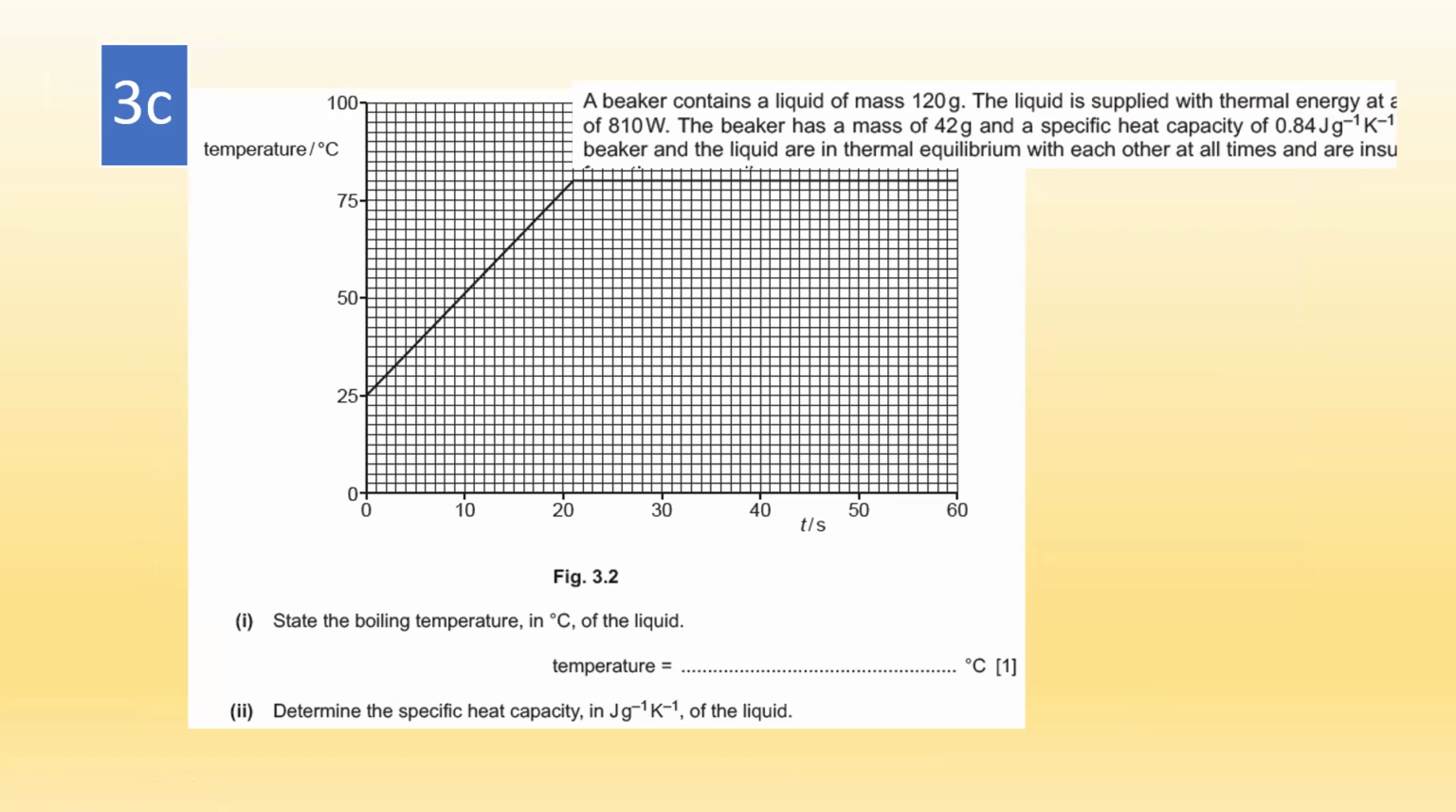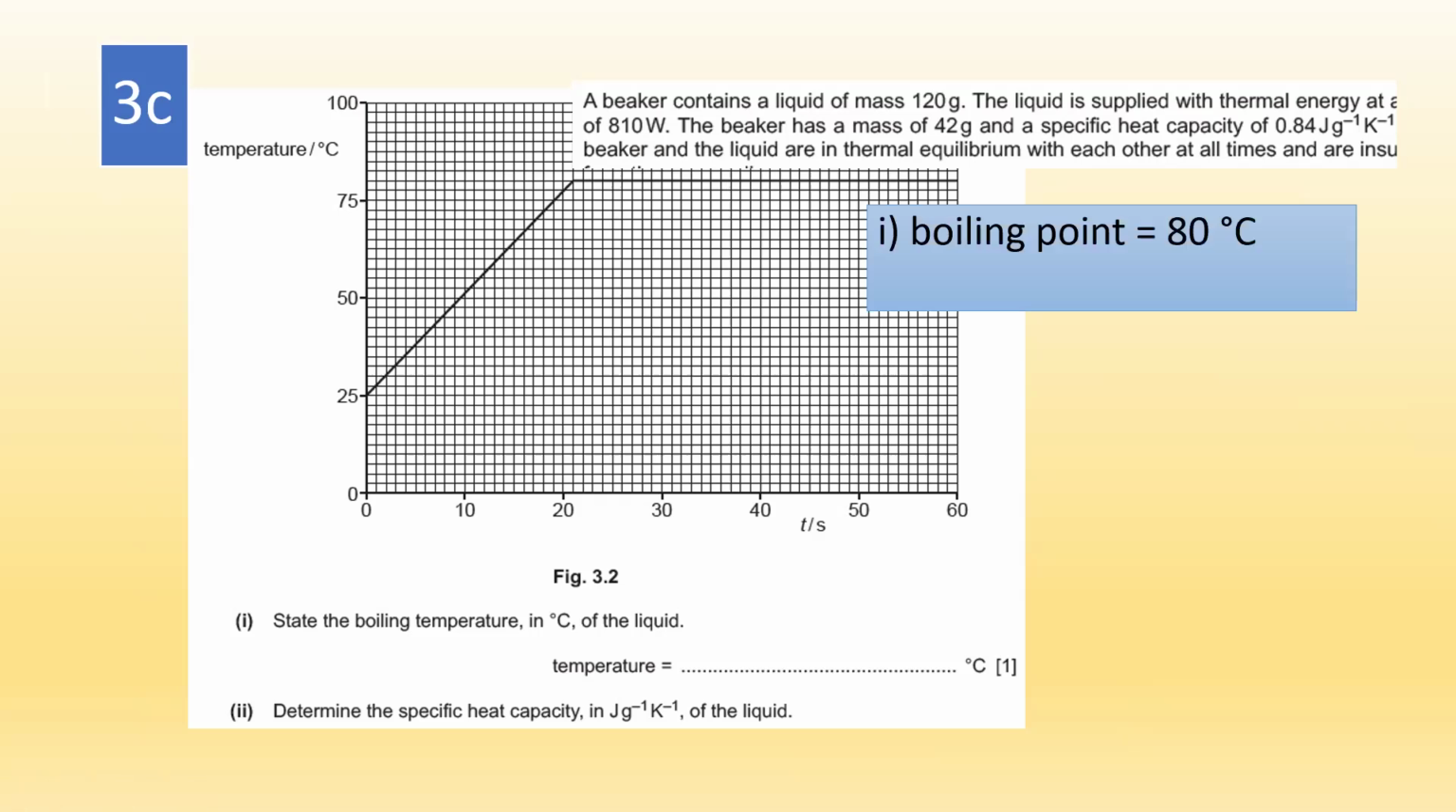Is it like 20? No, 80, sorry. Where is horizontal? Yeah, 80. This is the boiling point, 80. Each small square is 2.5.